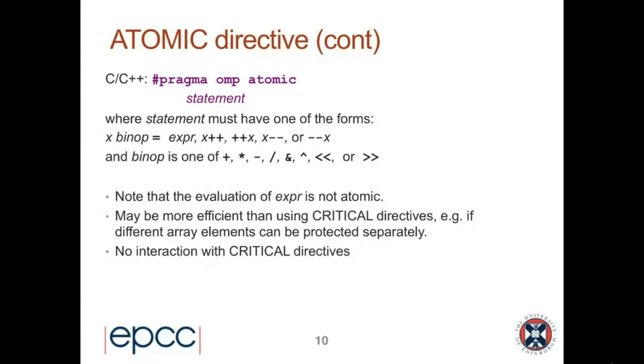Another way of thinking about the difference here is that essentially critical protects access to a block of code, and therefore implicitly to any shared variables that happen to be referenced inside that code. Whereas atomic directly protects the access to the storage, which is denoted by whatever happens to be on the left-hand side of the statement. So atomics also don't interact with critical. You can't use critical to protect a variable in one place in a parallel region and atomic to protect it in another place and expect mutual exclusion from both of those. That doesn't work. They either have to be both critical or both atomic.